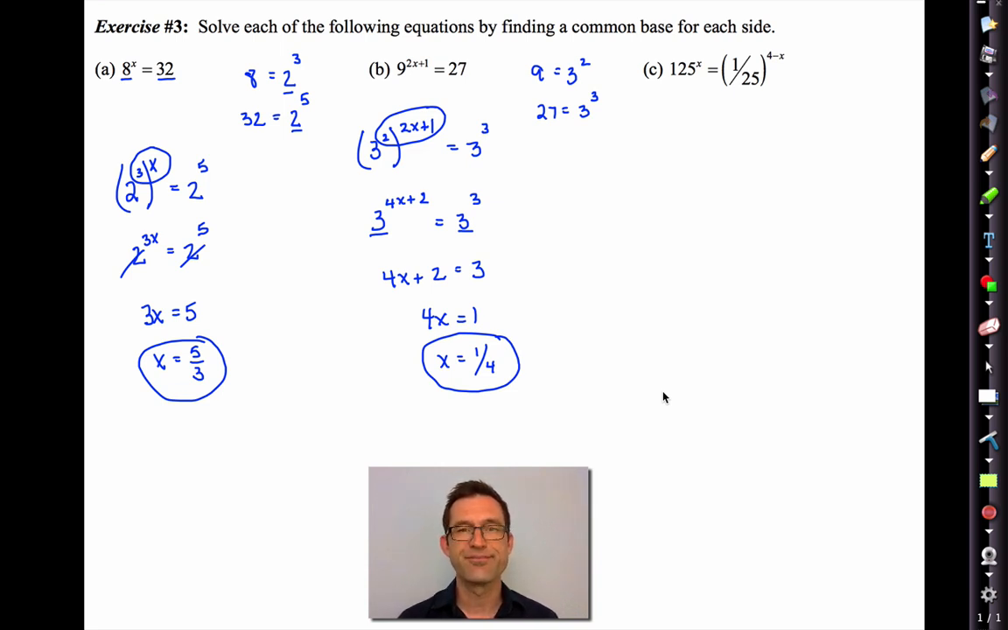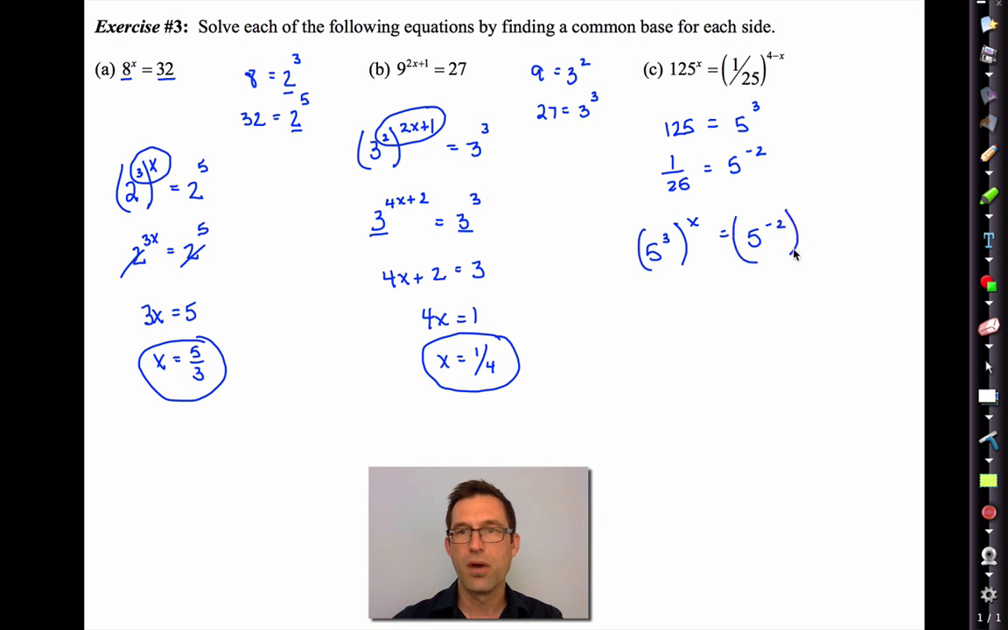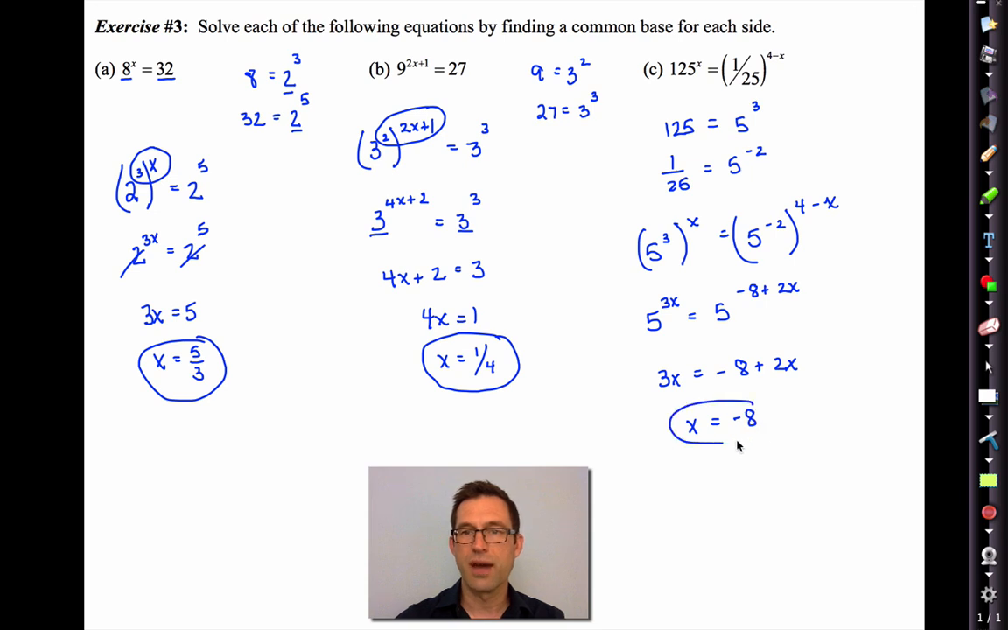Okay, letter C is more of a challenge, but why don't you pause the video and see if you can pull it off yourself. All right. Well, hopefully you figured out a good common base of 5. You could probably do other common bases, but a common base of 5 works out well. It works out well because 125 is 5 to the third, and 1/25 is 5 to the negative 2. So we're going to say 5 to the third, all raised to the x, is equal to 5 to the negative 2, all raised to the 4 minus x. Again, just using that property of exponents, multiplying them, gives me this. And now that we've got that common base, I can get rid of it, and I'm sure you can finish it out.